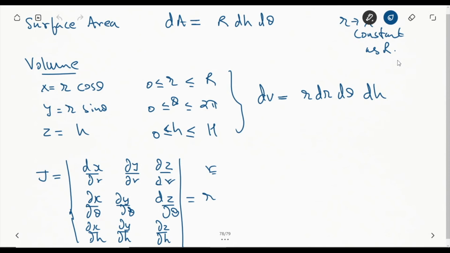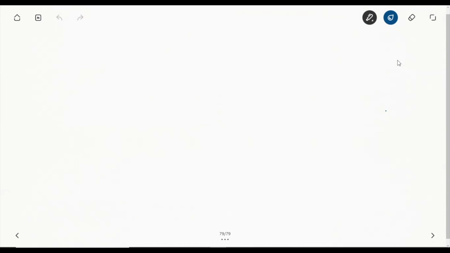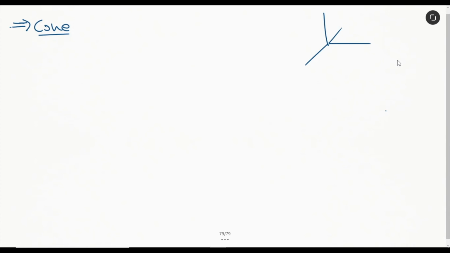Now that we have seen for the case of cylinder, let's check for the cone. And we are assuming that at any point the radius is same as the height, right? Let's say if this is the height h, if this is z axis, this is x and this is y, and we have this radius at any point. So at any point radius and the height will be same, right?